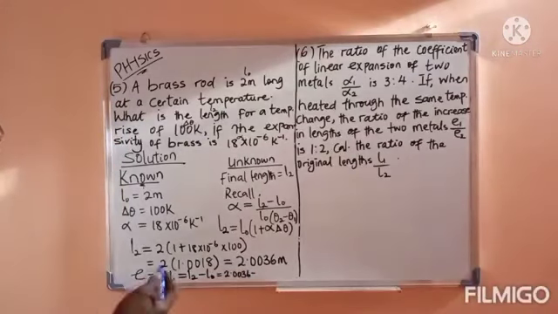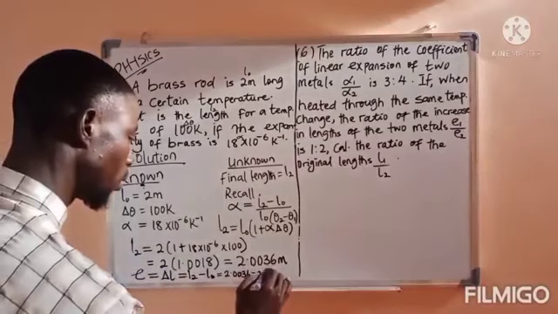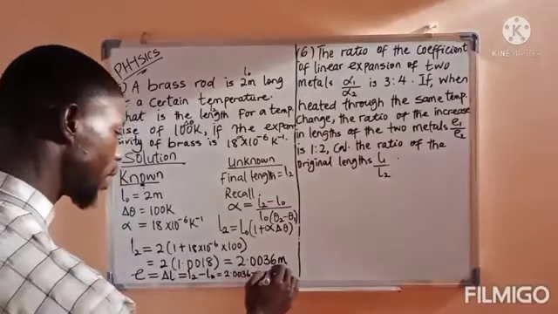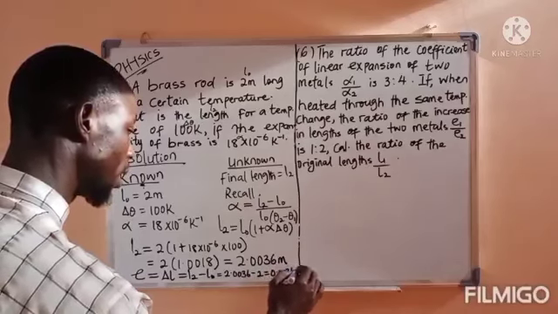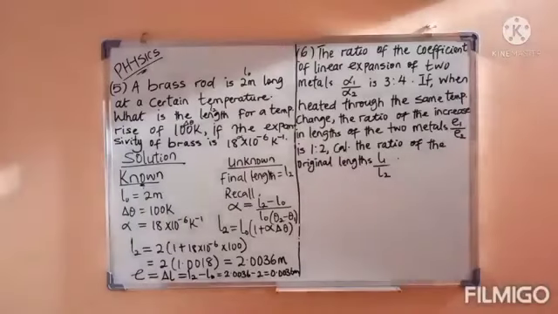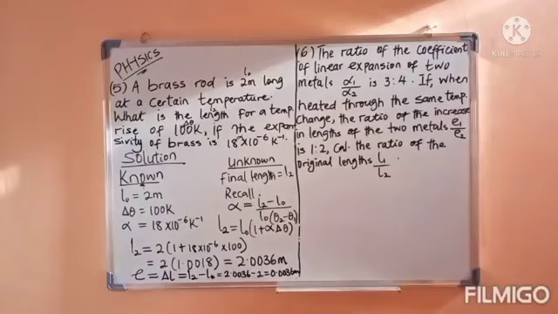Some textbooks make use of L1 as the original length. So L0 is 2. By the time I subtract this from here, I'm going to have 0.0036 meter as the change in length, or the amount of extension after it has been subjected to heat. Are we together? That is all about this type of question.